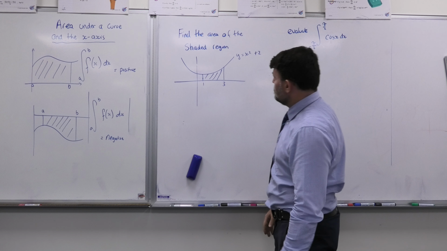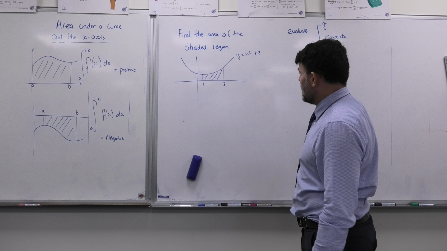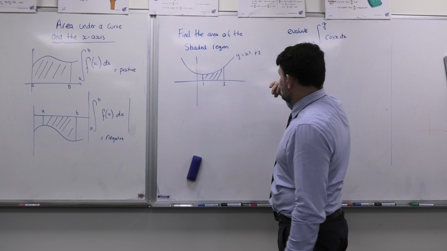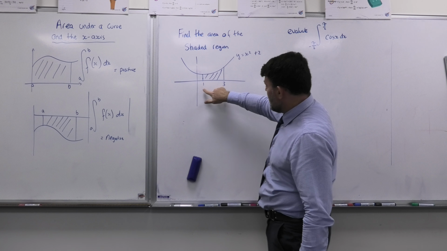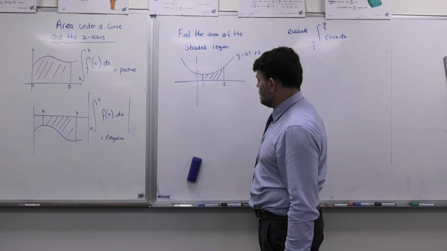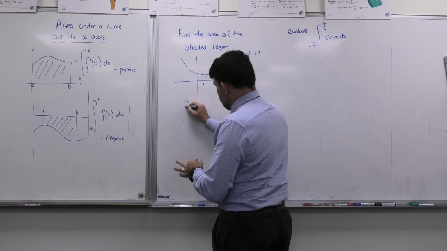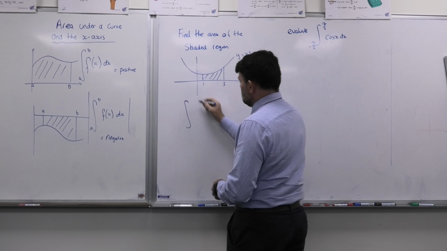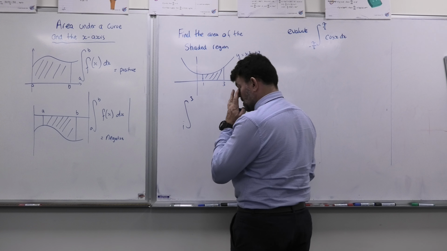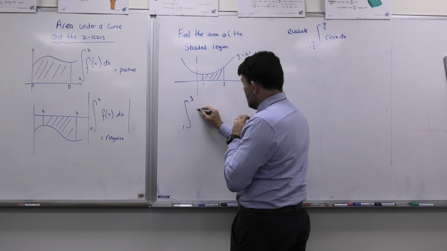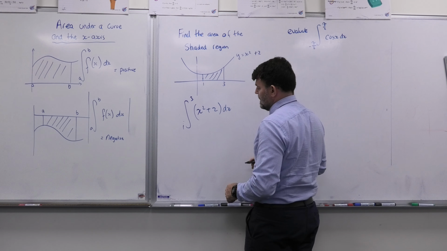The first example is: find the area of the shaded region where y is equal to x squared plus 2, with bounds of 1 and 3. So let's get into integrating this. First thing to do is put our integral symbol up there, our upper bound, our lower bound, and our function with respect to dx. Don't forget that dx is really important because it tells you that you're integrating with respect to x.